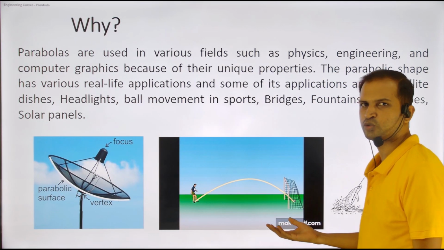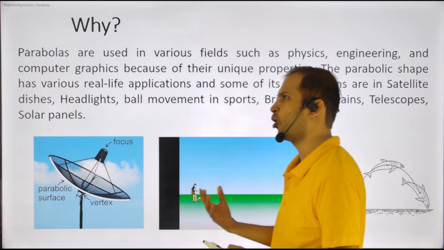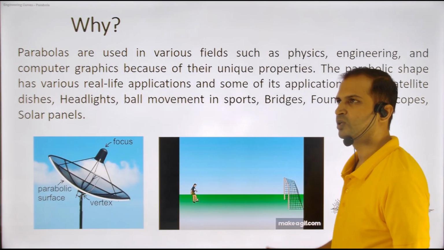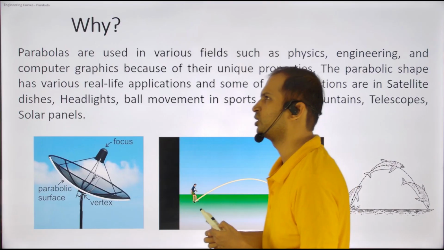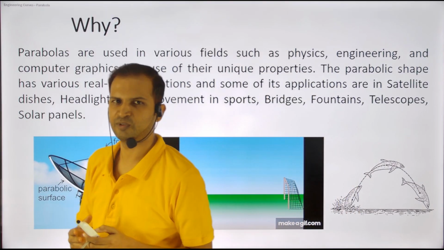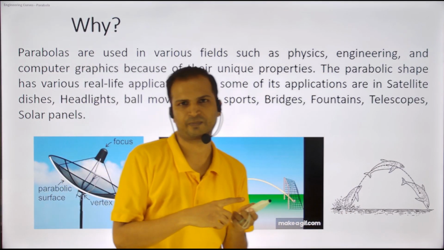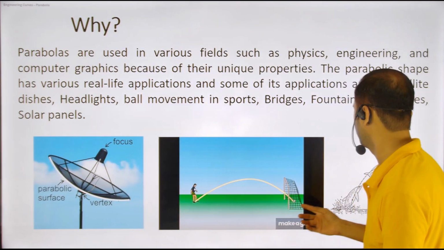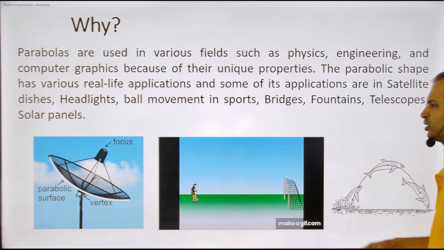Suppose a sportsman wants to hit a ball, normally the ball will travel in a parabolic path. Even if a defense person wants to hit a target with a gun or a missile, the missile also travels a parabolic path. Even in nature, mostly it is a parabolic path.